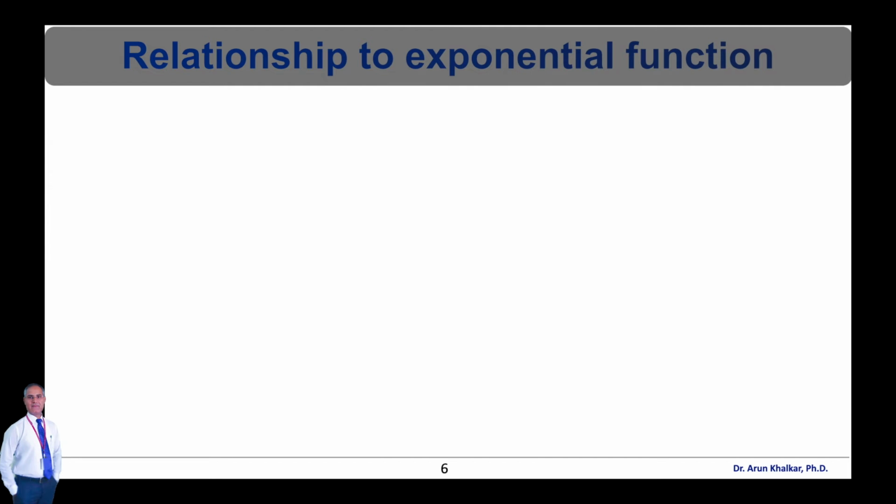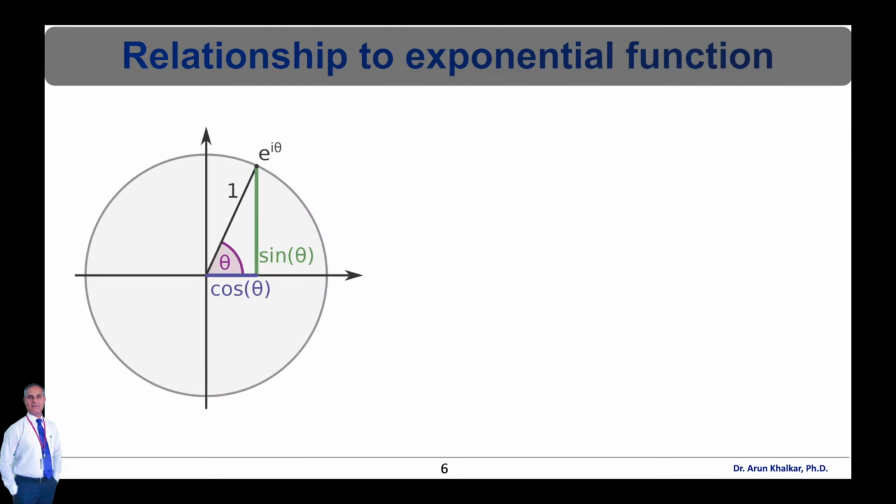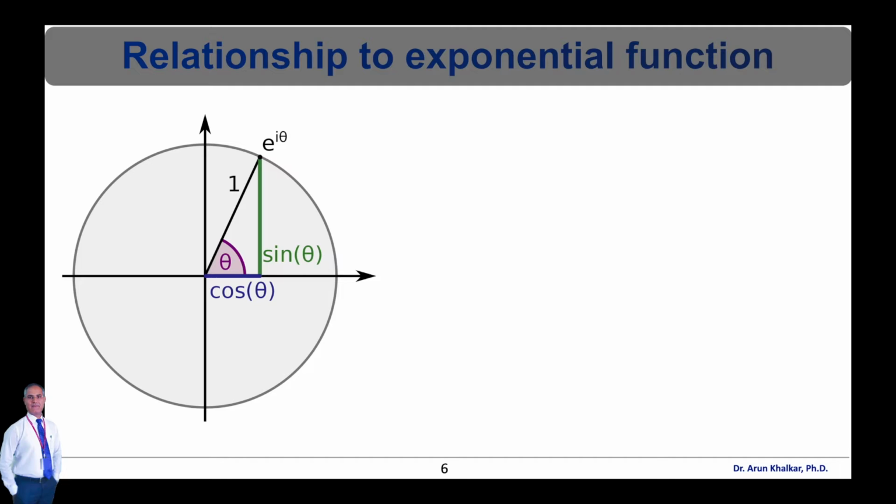Now let's see the relationship to the exponential function, that is Euler's formula. Euler's formula relates sine and cosine to the exponential function. Exponential of i theta is equal to cos theta plus i sin theta.